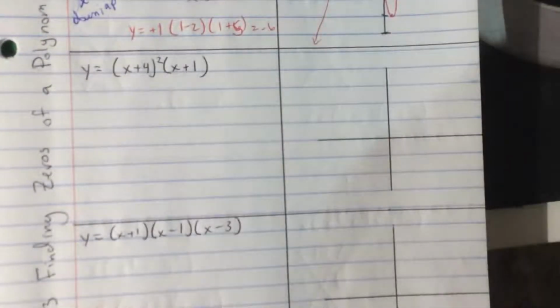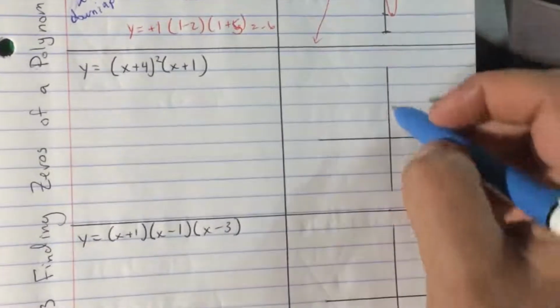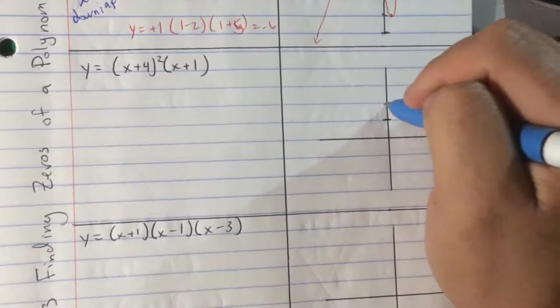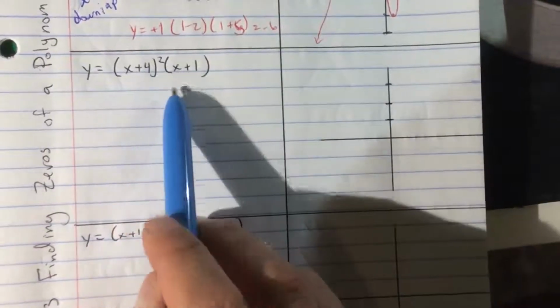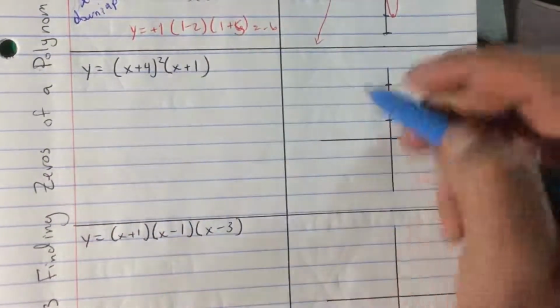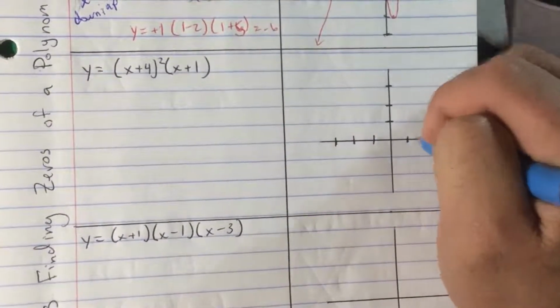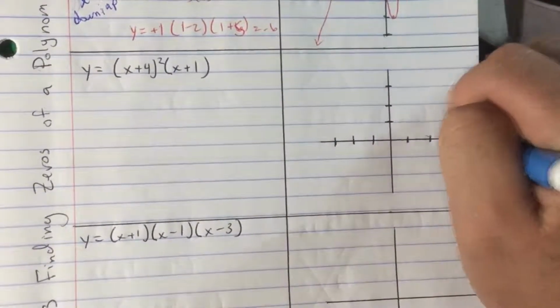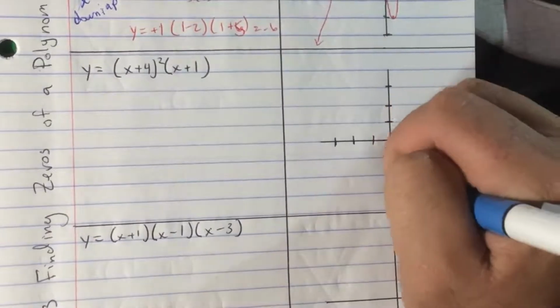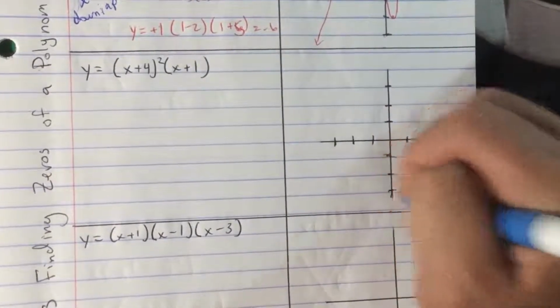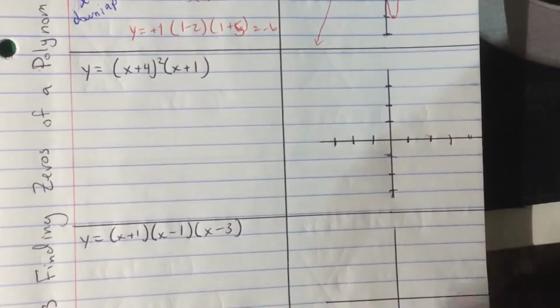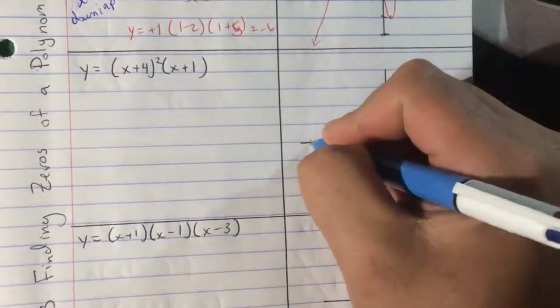This is part 3 of Polynomial number 2. For this one, we're going to have the function of x plus 4 squared times x plus 1. So for this one, let me just finish writing these little dashes. All right, it's goodish enough. Actually, got to go a little further this way.